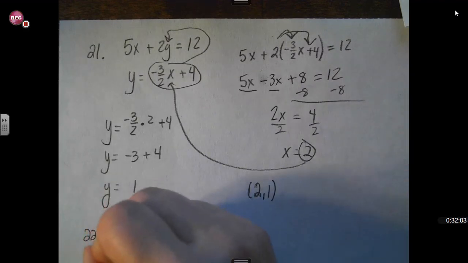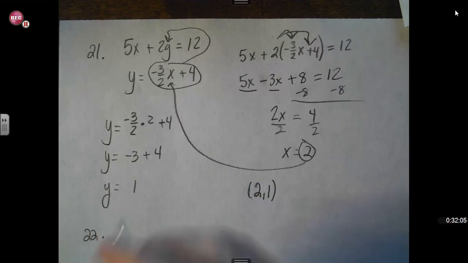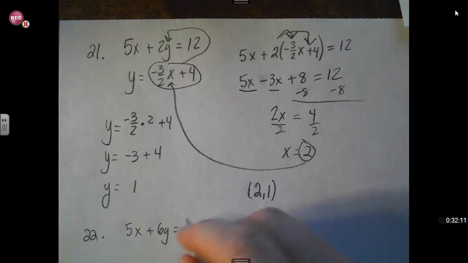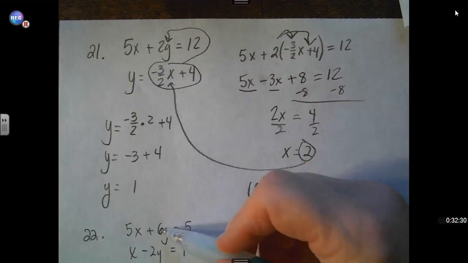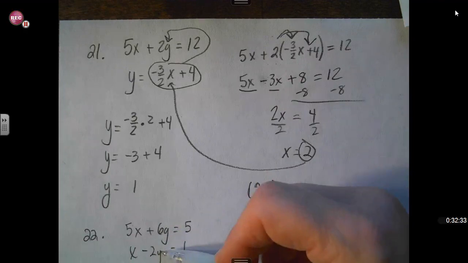So much fun. Let's do it again. Let's see, 22 is 5x plus 6y equals 5. And x minus 2y equals 1. Well, this is set up for elimination.